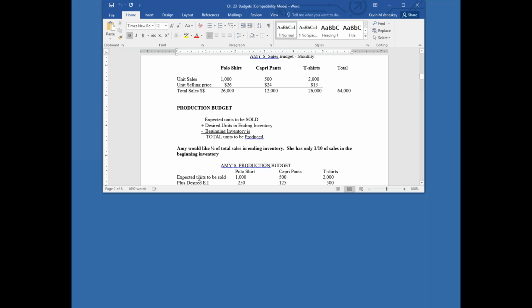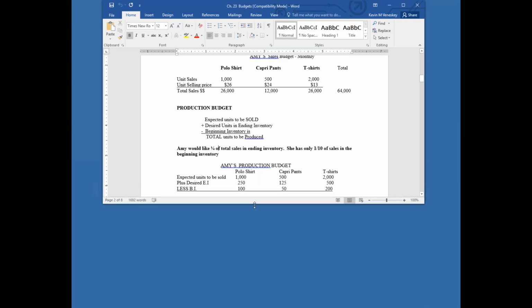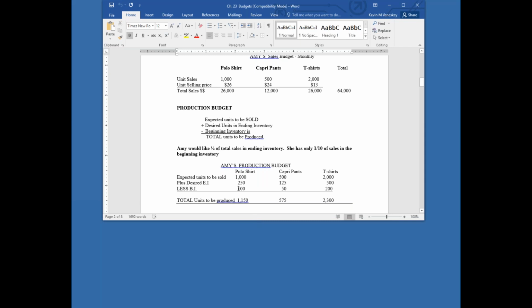So when I look at my production budget, first line I start out with is how many do I expect to sell? That's our good starting point. Now I'm going to add in, just like my little formula here shows, any desired ending inventory. And I told us that was 1/4, so 1/4 of our sales units. And then I'm going to subtract out what I already have, my beginning inventory. Once I do that, I can easily do the math and figure out total units to be produced.